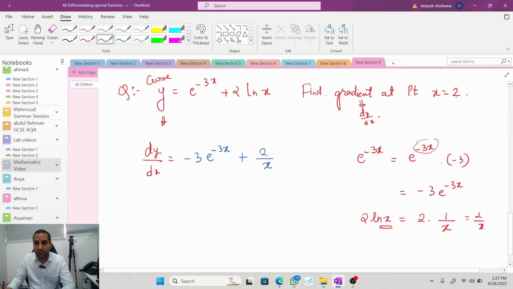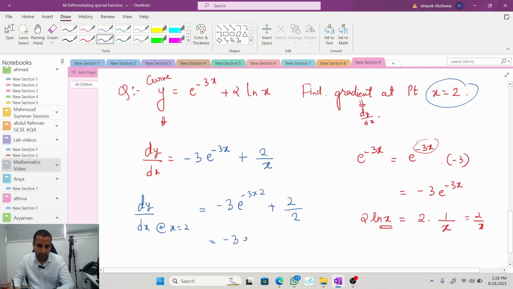Now they want us to find the gradient at x equals 2. So the gradient dy by dx at x equals 2: wherever you have x, you need to put 2. When you do this, what will you get? You can use your calculator: minus 3 e to the power of minus 6 plus 1. Or you can write this as 1 minus 3 e to the power of minus 6. You can use your calculator and get the answer.